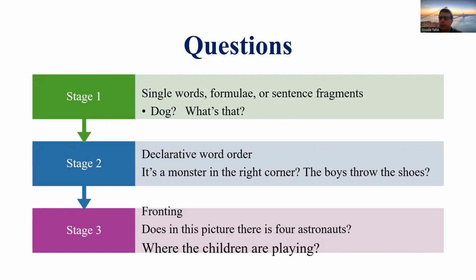Forming questions is also another area that shows the developmental sequences. So, stage 1, when the second language learner starts to formulate questions, they might have a single word or formula or sentence fragment, like they might use the word dog or table. We don't have a full form of the question, but we have the most important word that they want to ask the question about.